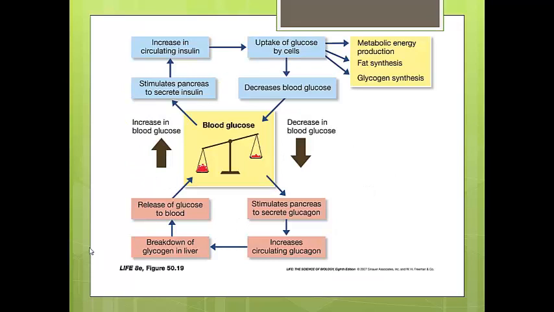Here is a flowchart that shows what happens in the body when there's glucose or when there isn't glucose. If there's a decrease in glucose, the pancreas secretes glucagon, increasing the circulating glucagon, breaking down the glycogen in the liver, and releasing glucose to the blood. When there's an increase in blood glucose, the pancreas creates insulin, and the insulin is now circulating. There's an uptake of glucose in the cells for metabolic energy, fat synthesis, or glycogen synthesis, and it decreases the blood glucose.